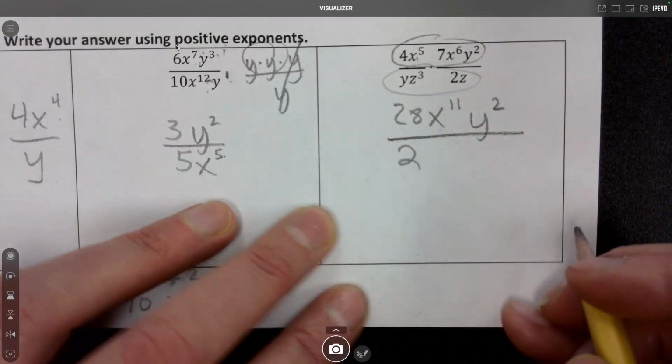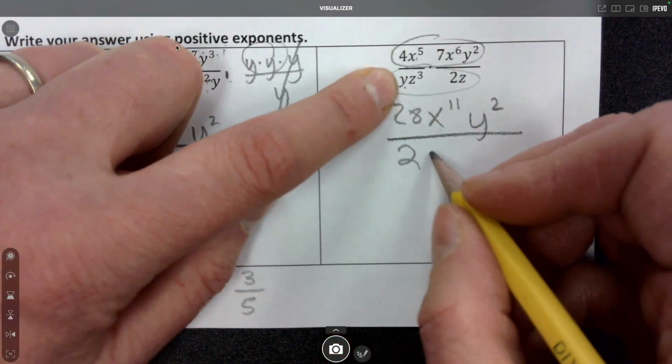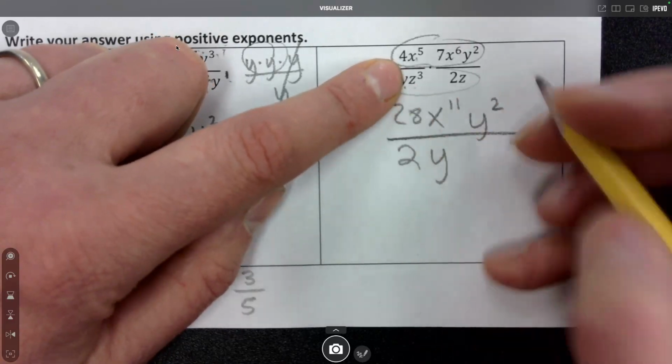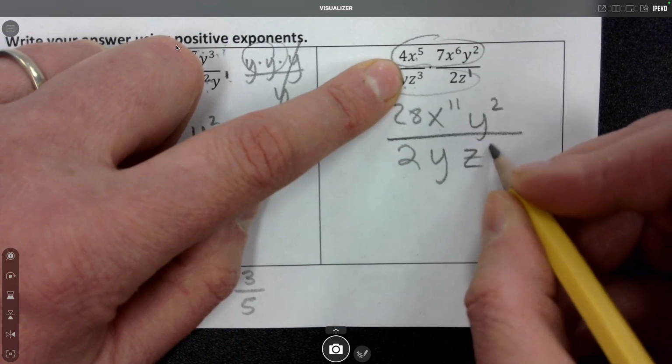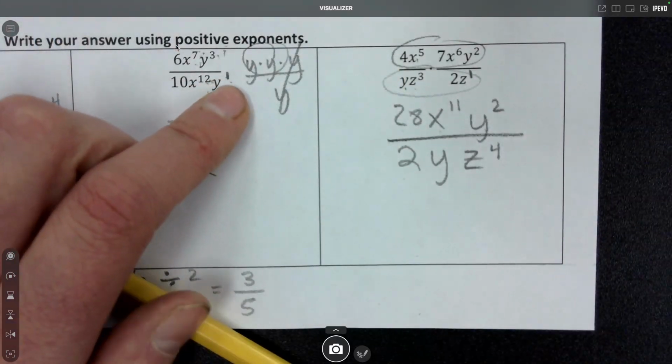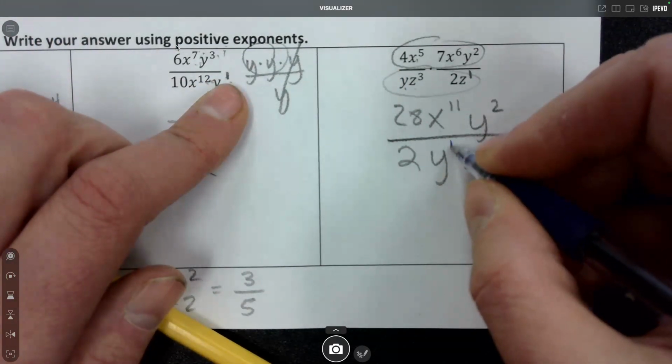I don't have any x's. I have a y by itself, so I'm going to write down y. And then I have z cubed times one more factor of z. That's going to be z raised to the 4th power. So now I'm going to go ahead and add this 1 right here.